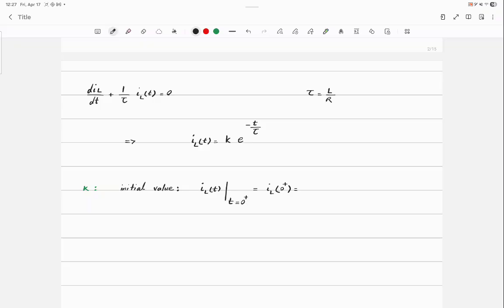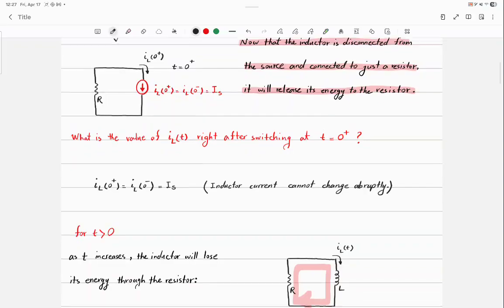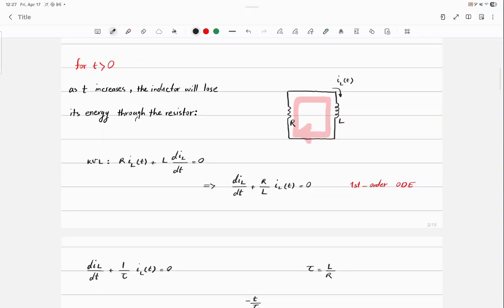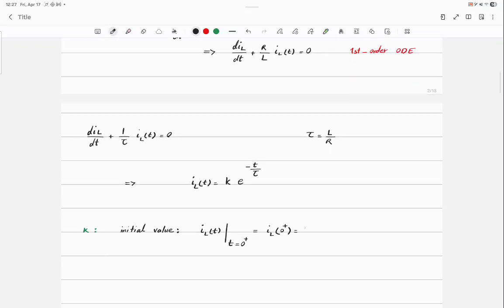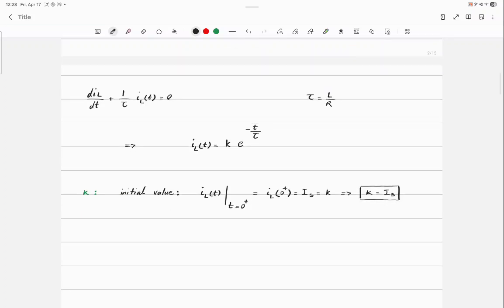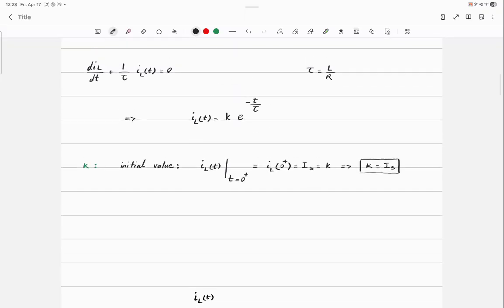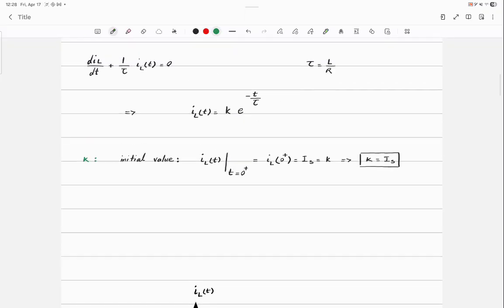Okay, what is the value of IL 0 positive from the previous part? IS, right? And what is the value of IL 0 positive from the equation that I found? So what does it mean? That K is equal to IS. So the updated equation is this.